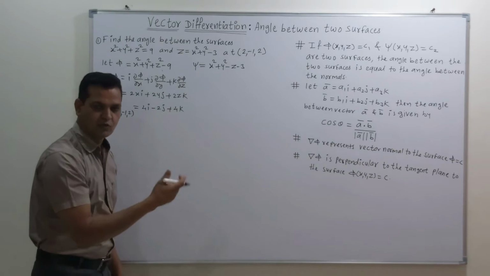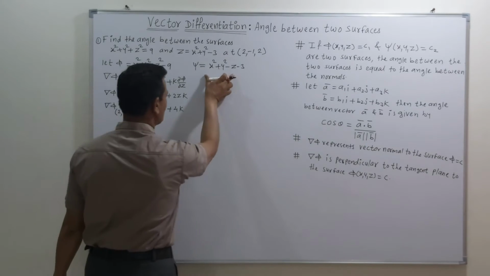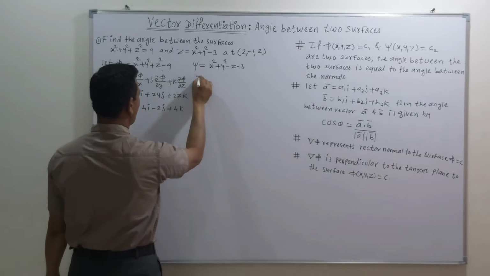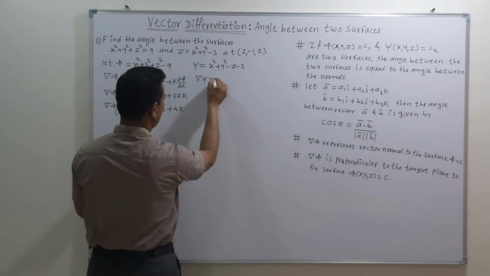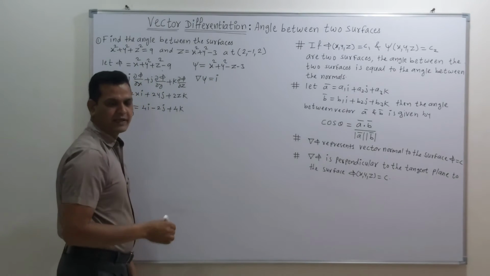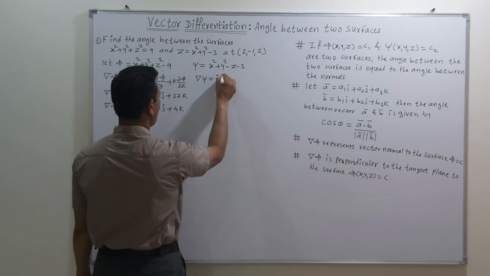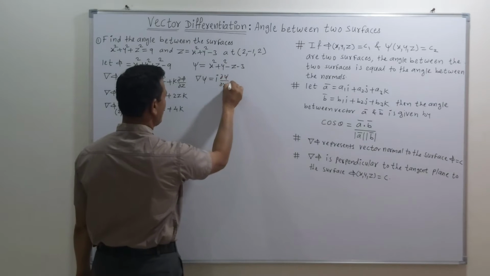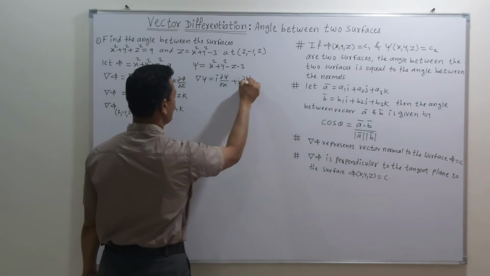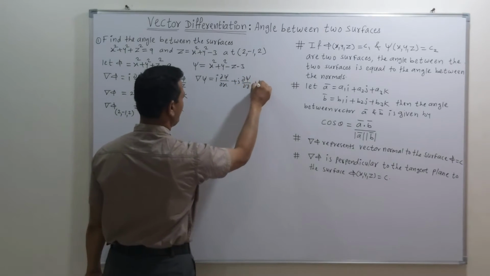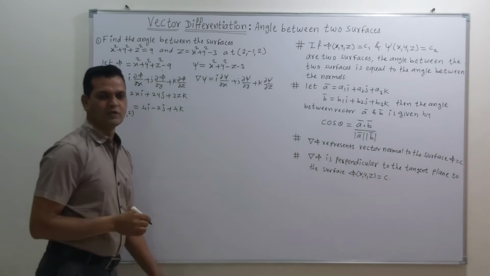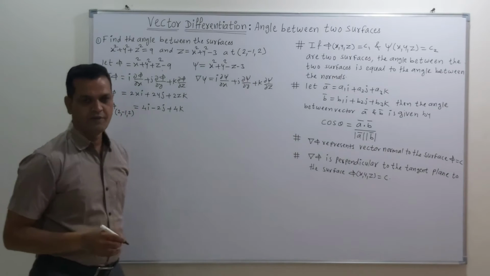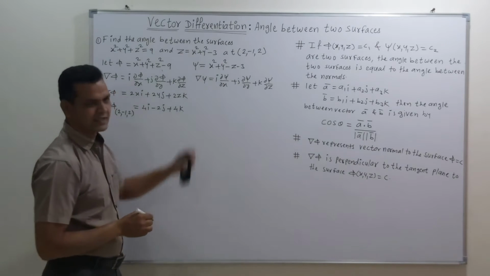Now similarly do the calculation for the second surface. So psi is the second surface. First find out the value of del psi. According to the formula we can write this as i times the partial derivative of psi with respect to x, plus j times the partial derivative of psi with respect to y, plus k times the partial derivative of psi with respect to z. So these are the two values for the surfaces, first surface and second surface.